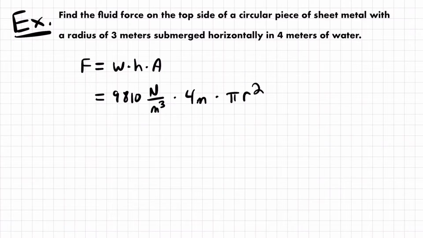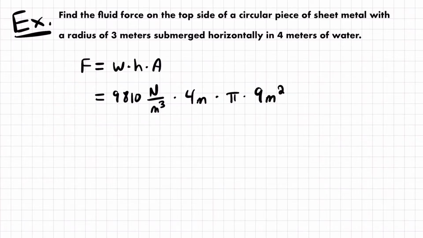And so since our radius is 3 meters, I'm just going to rewrite r squared to be 3 meters squared. Okay, and so now we have all the values we need to calculate the fluid force. Let's square this radius here. 3 meters squared will be 9 meters squared. And so I'm going to rewrite that, and we will have times 9 square meters.